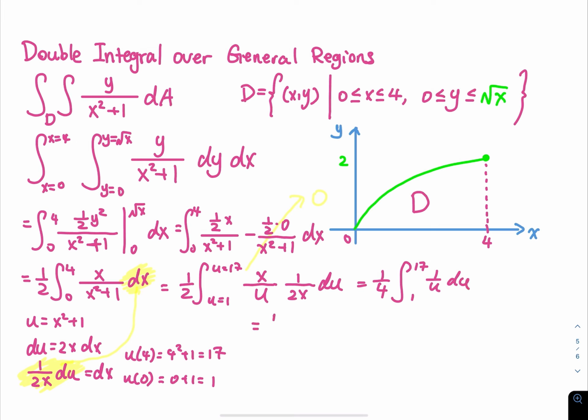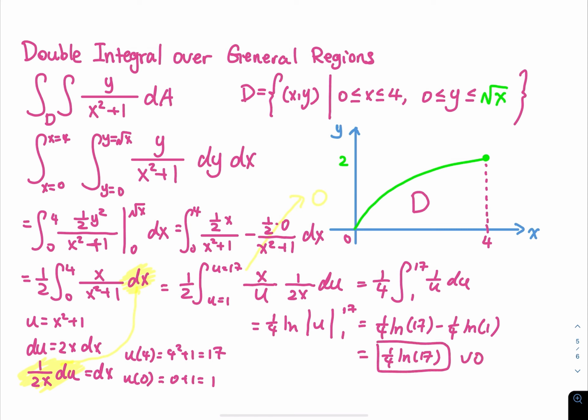So that is equal to 1 over 4 ln absolute value. The absolute value is optional because once you plug in 1 and 17, they are positive anyway. So that is equal to 1 over 4 ln 17 minus 1 over 4 ln 1. But ln 1 is equal to 0. So the answer is 1 over 4 ln 17. And then you box this. What does this represent? This represents the volume. The volume of what? The volume between this function and its shadow on the xy plane.